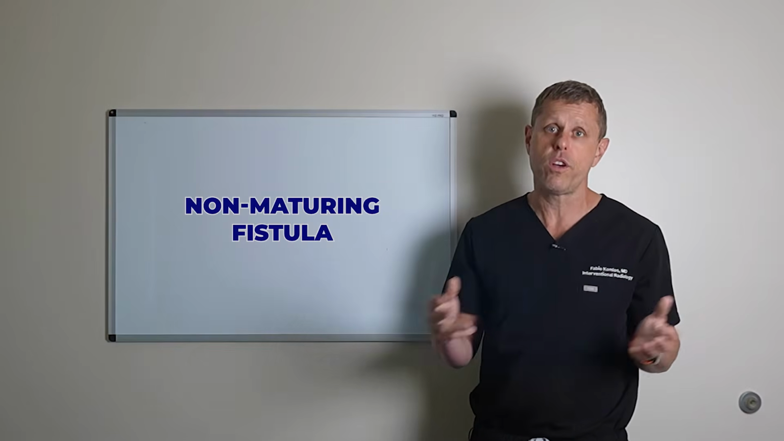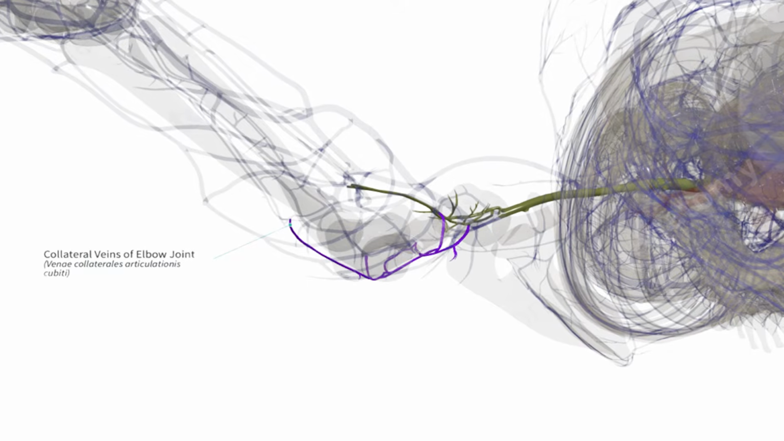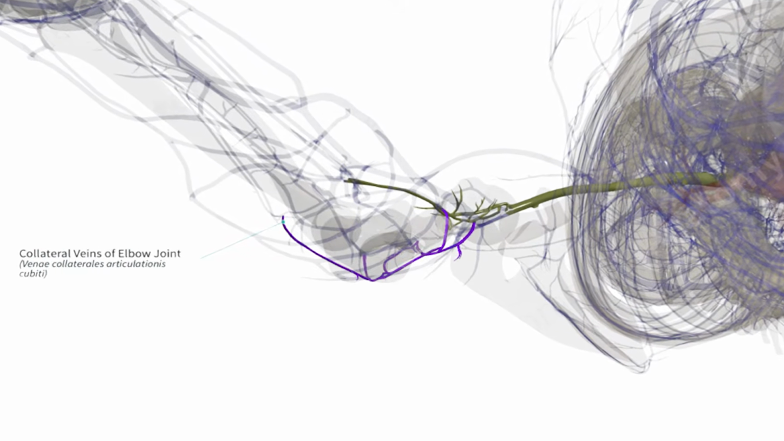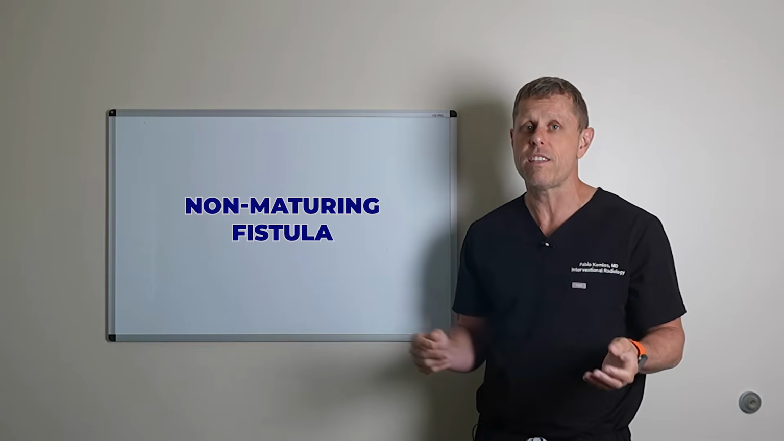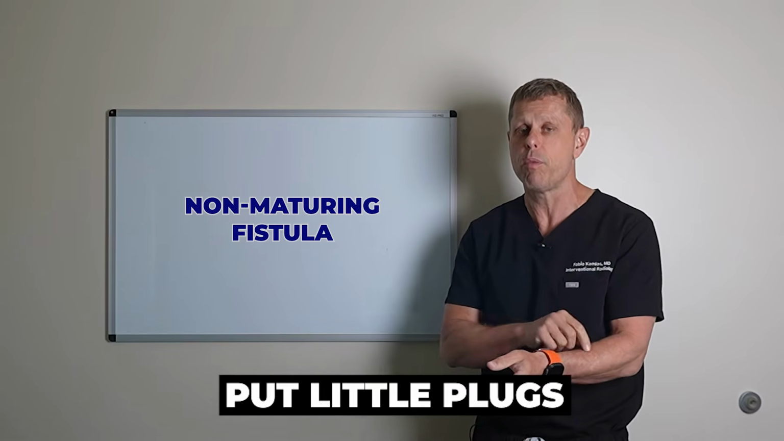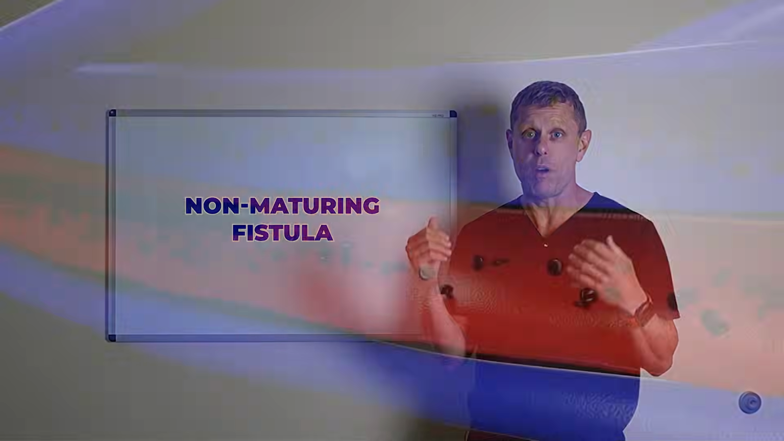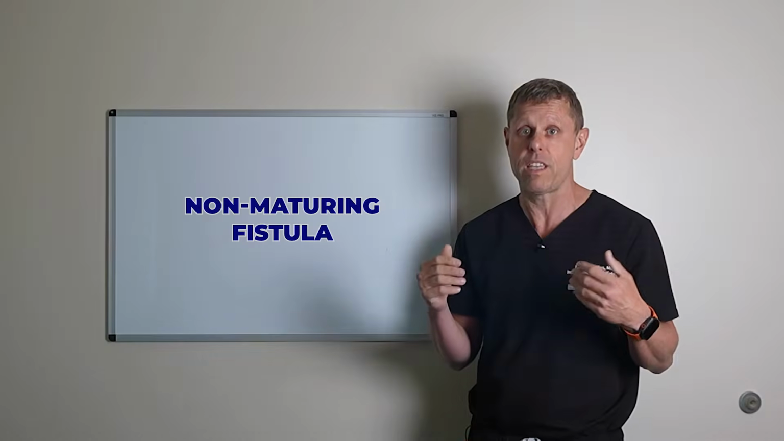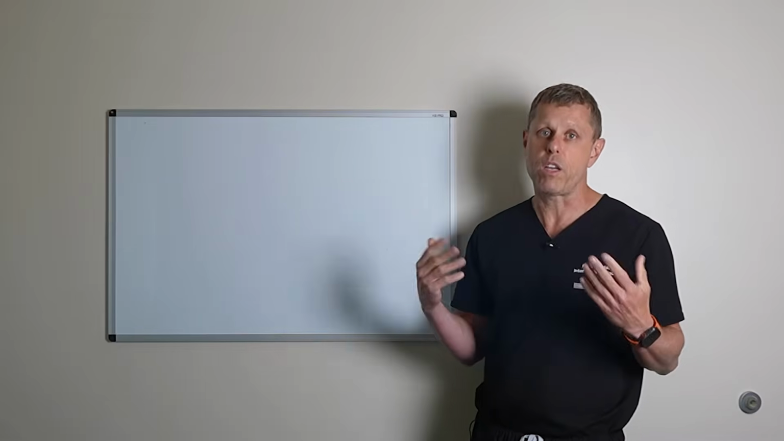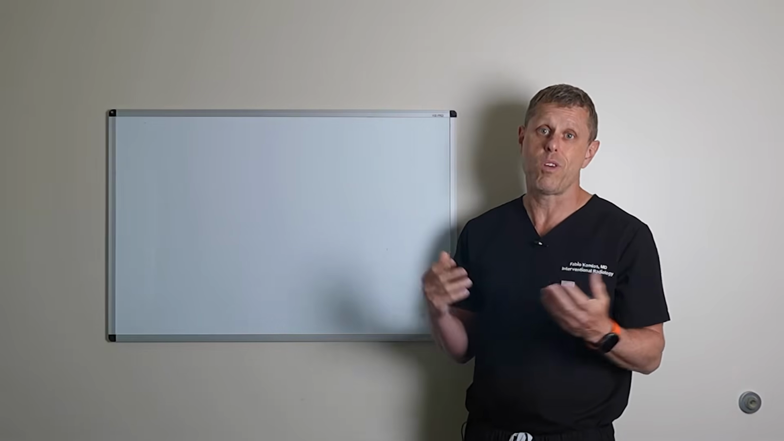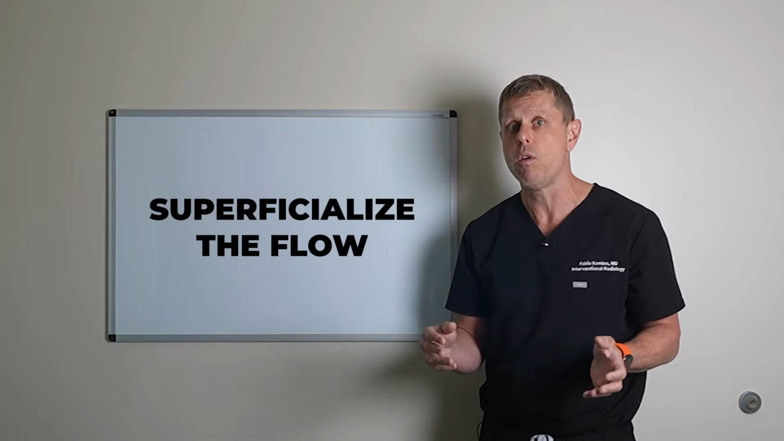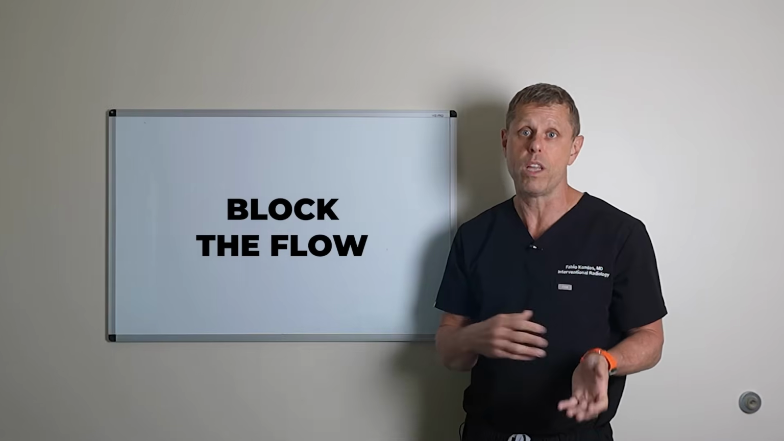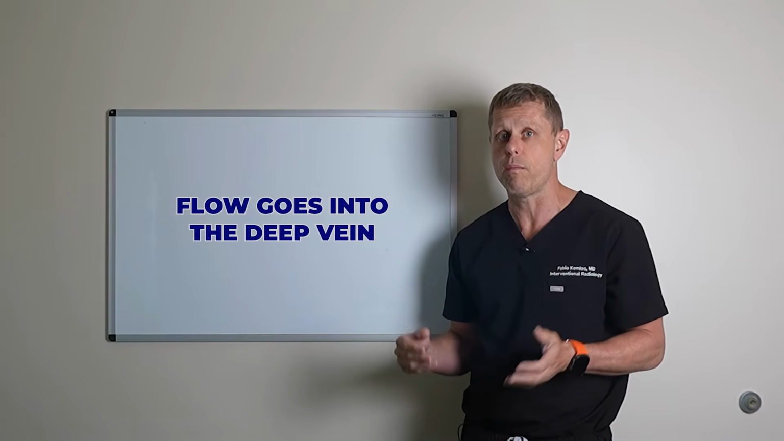Another cause of non-maturing fistulas is if you have a bunch of side branches, then the blood flow is going through all these places and the fistula is not getting bigger. In those cases, we can either ligate those side branches or put little plugs in them so you can have more flow through the main conduit that we want to use for the dialysis. With the percutaneous fistulas that are done, sometimes one of the problems can be that the flow is going to the deep veins instead of the superficial veins. There are ways to superficialize the flow, or sometimes block the flow through one of the deep veins so most of the flow can go superficial and be used for dialysis.